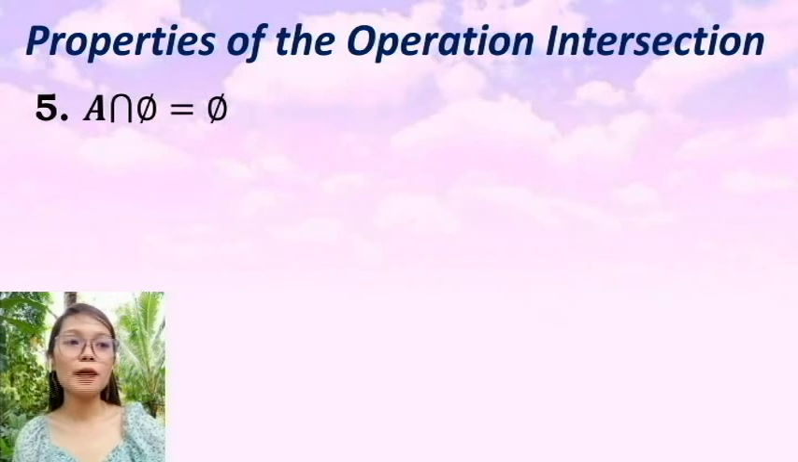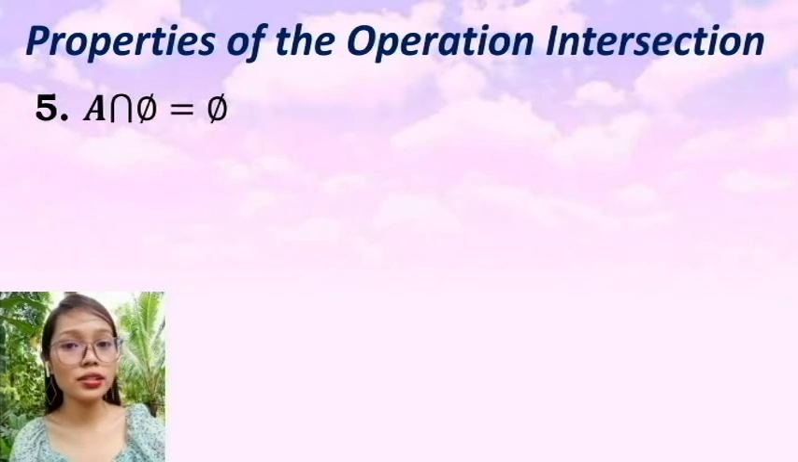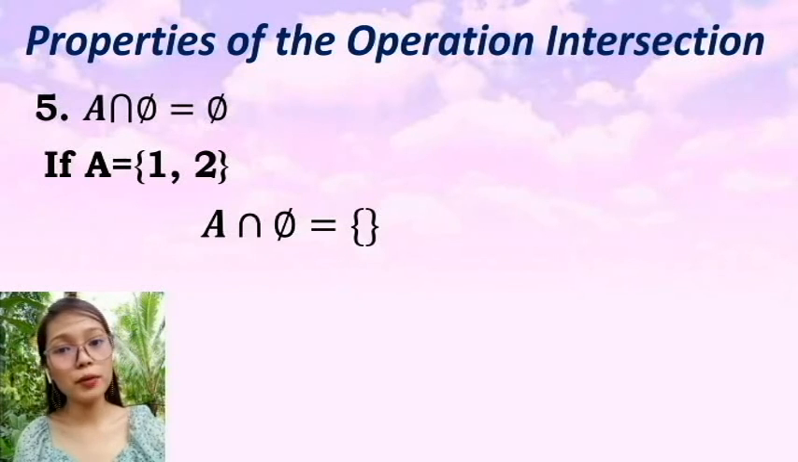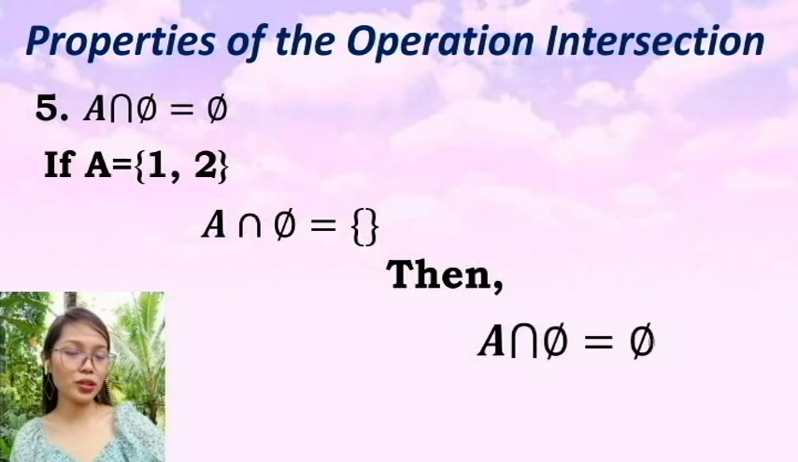Okay, last, A intersect the null set is just the null set. What is the intersection of 1 and 2 with nothing? Right? They have nothing in common. Okay, therefore, the intersection of A and the null set is just equal to the null set.